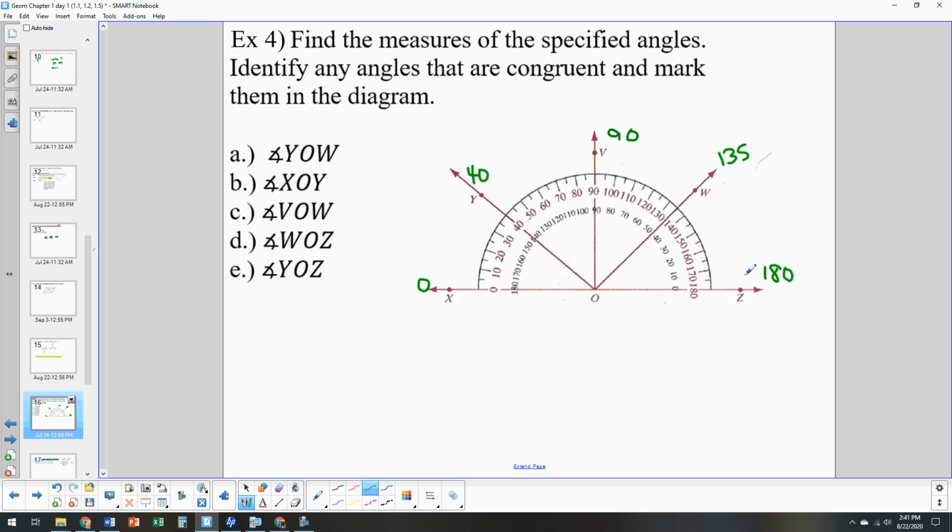So Y is here, OW. So we're looking between 135 and 40. So if I do 135 minus 40, I get 95 degrees. For XOY, we have XOY between 40 and 0 is 40 degrees. We should never have a negative angle, so if when you subtract you get negative, just flip it. VOW is 135 and 90, so if I subtract those, I get 45 degrees.